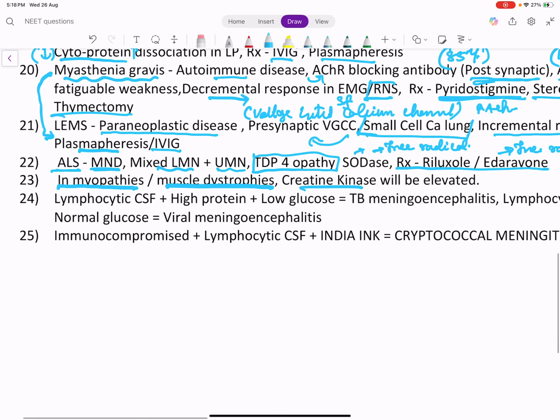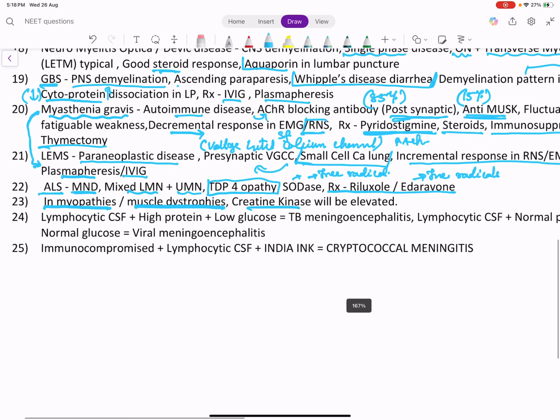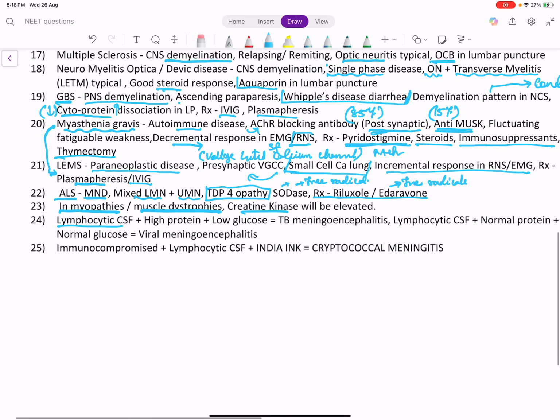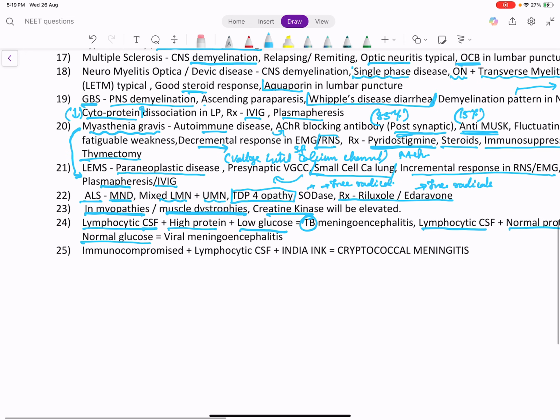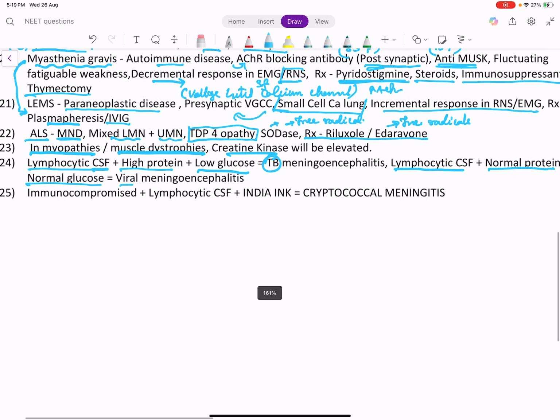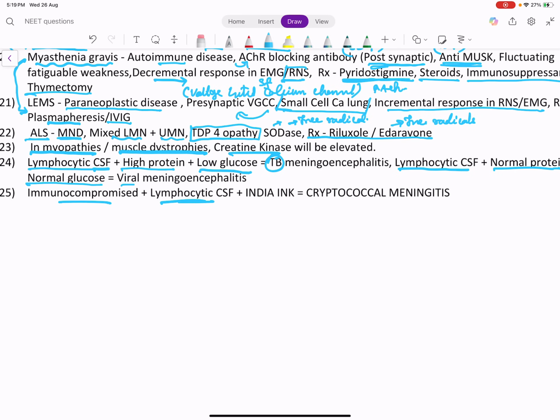It's a muscle problem. Now about meningitis, when you do CSF, if there is a lymphocytic CSF, see the protein and glucose. If there is lymphocytic CSF plus high protein and low glucose, it means there is tuberculous meningoencephalitis. TB bacteria utilize the glucose and it produces many proteins. But if there is a lymphocytic CSF with a normal protein and normal glucose, which means it is not a living organism, so glucose is not utilized, protein is not produced. It is viral meningoencephalitis. In immunocompromised patients, if there is a lymphocytic CSF, always we have to do India ink stain to look for cryptococcal meningitis.